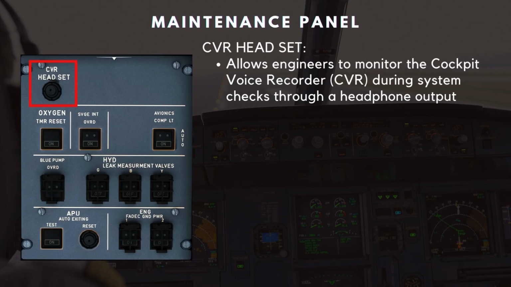Lastly, we arrive at the maintenance panel, which contains switches and indicators generally used by ground engineers rather than pilots. One function available to pilots is the CVR headset switch, which allows them to monitor the cockpit voice recorder during system checks through a headphone output.